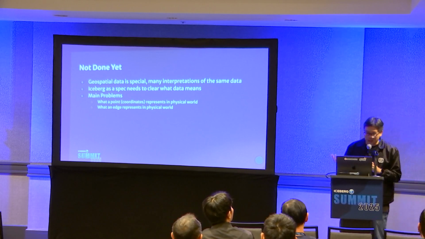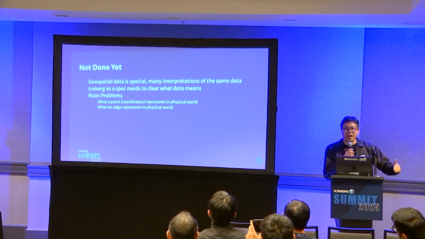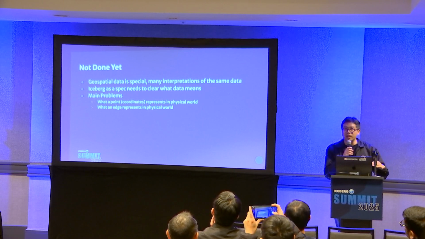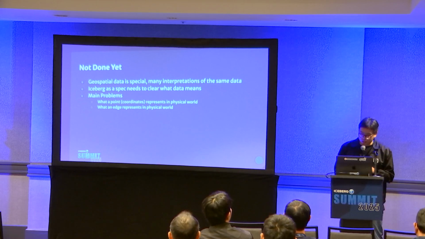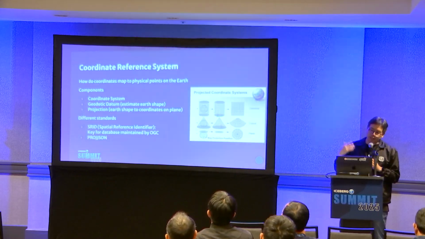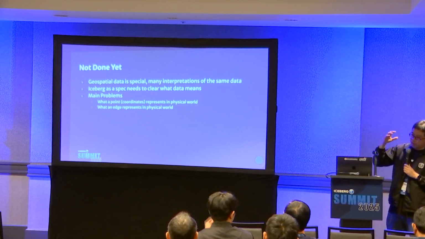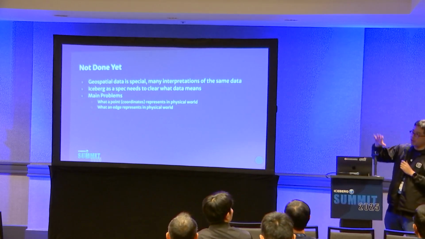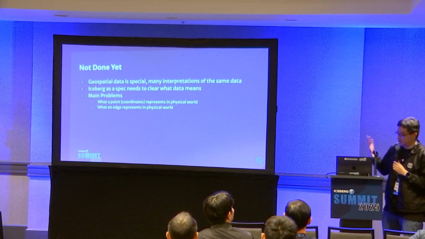And no, this has really happened in the Iceberg community. So okay, we have to annotate, make sure we have enough metadata about the data so that people know exactly what they mean. So that was the main challenge for us. So it boils down to two main things. One is defining, remember for Geo, a point: what does a point mean on the physical Earth? And secondly, an edge: what does an edge mean on the physical Earth?